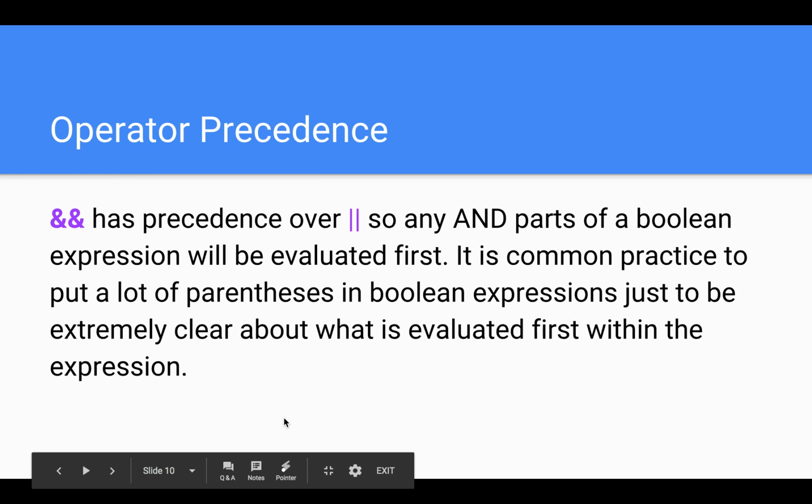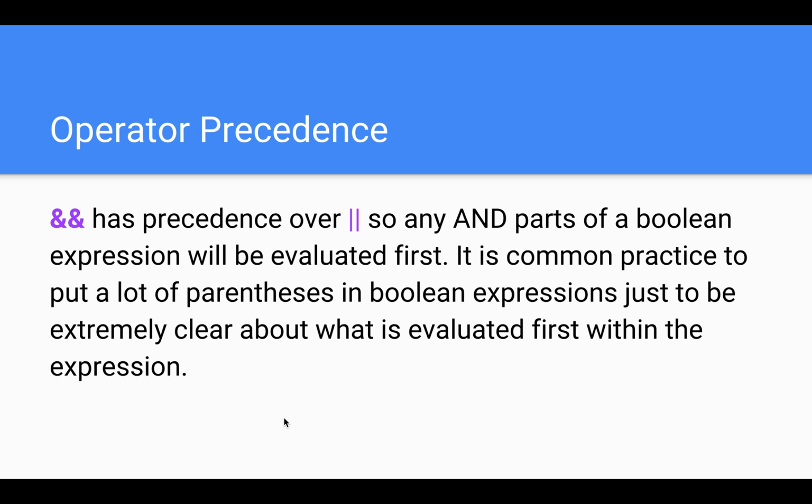Operator precedence. The double ampersand has precedence over the double pipe, so any and parts of a Boolean expression will be evaluated first, but it's common practice to put a lot of parentheses in a Boolean expression just to be extremely clear about what's being evaluated first within the expression. This will keep the person who comes along after you from being confused about what exactly the return value would be, and it'll keep you from getting confused.